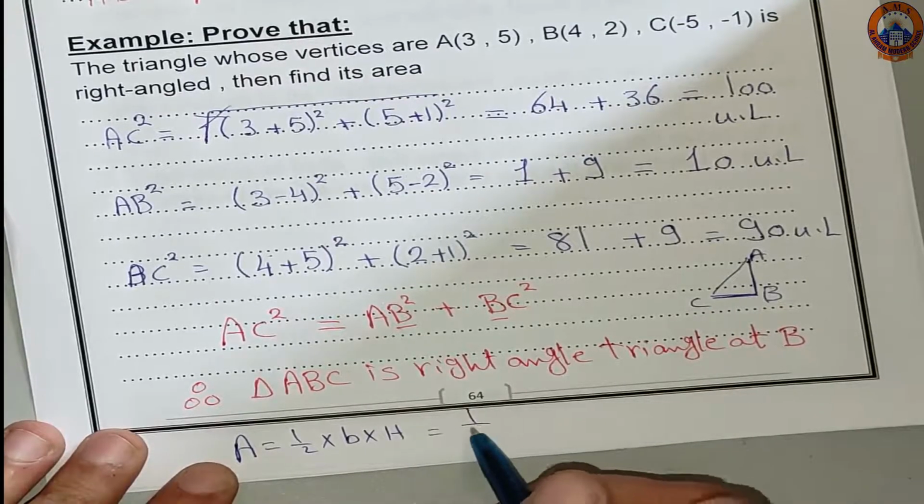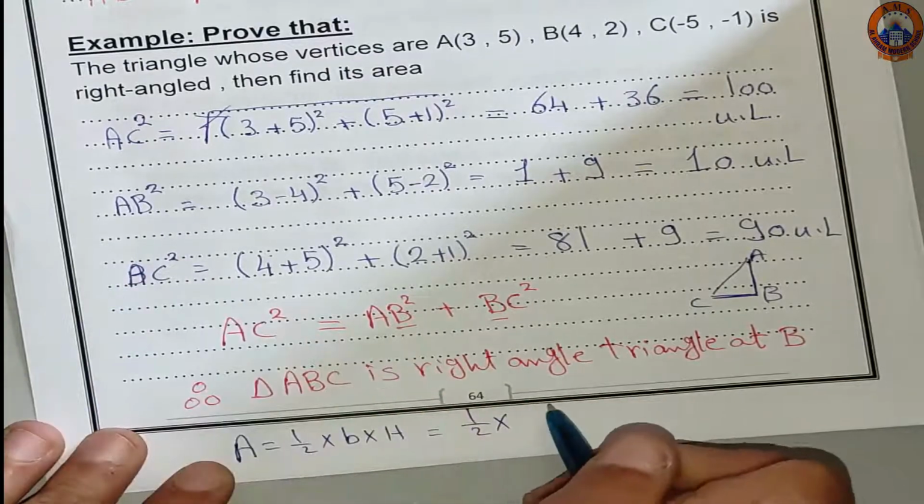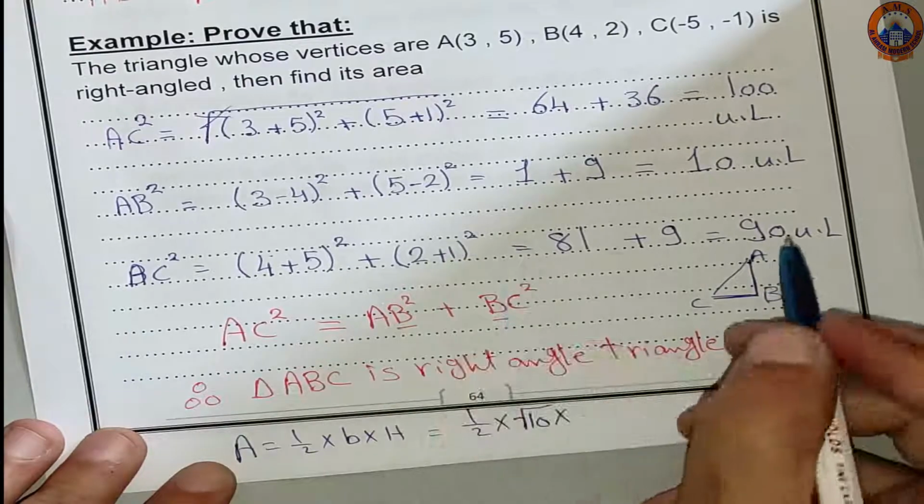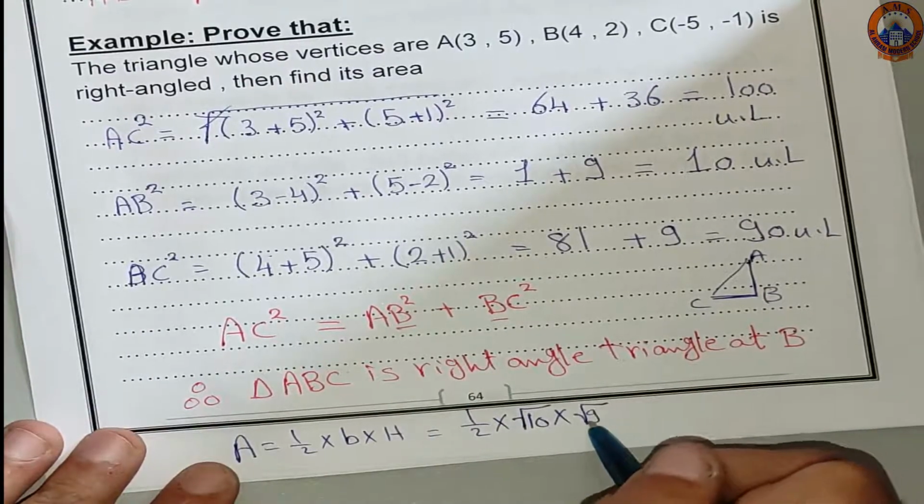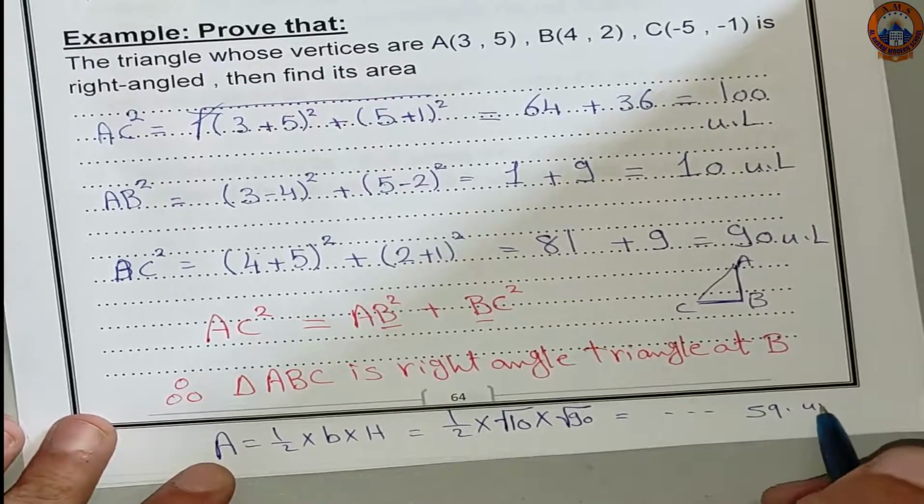So this is equal to half multiplied by AB, not AB squared, so it will be root 10, multiplied by BC, not BC squared, so it's root 90. Then you're gonna find its answer, and this is a square unit.